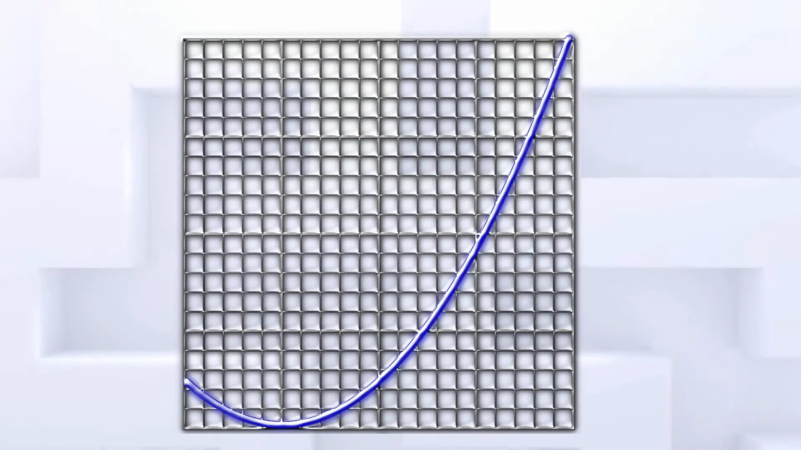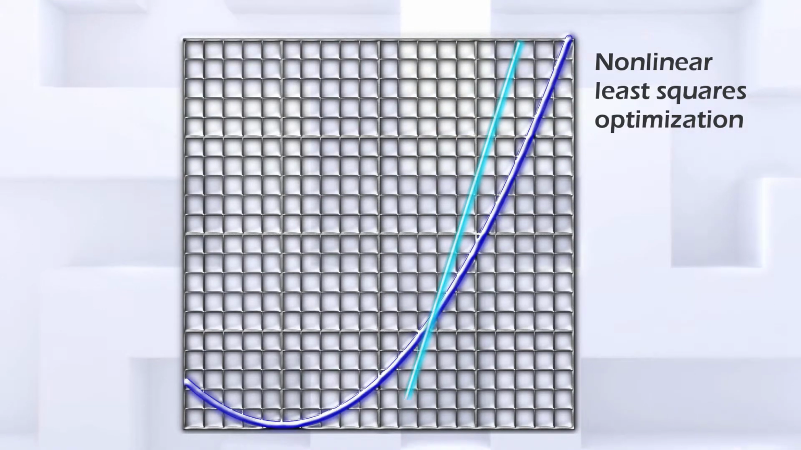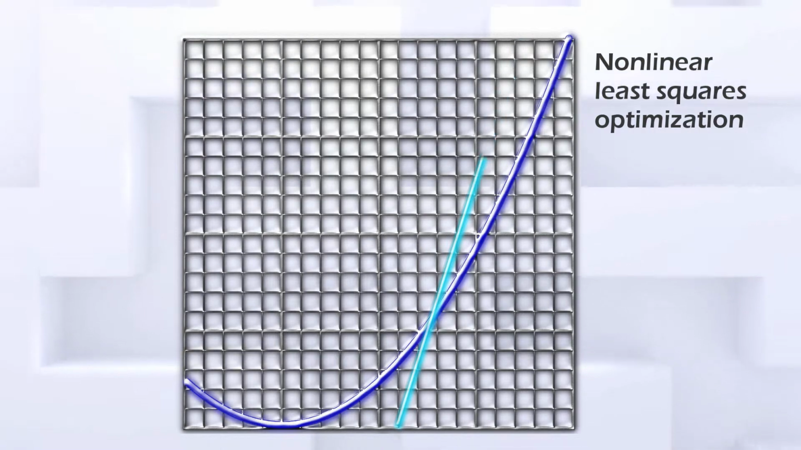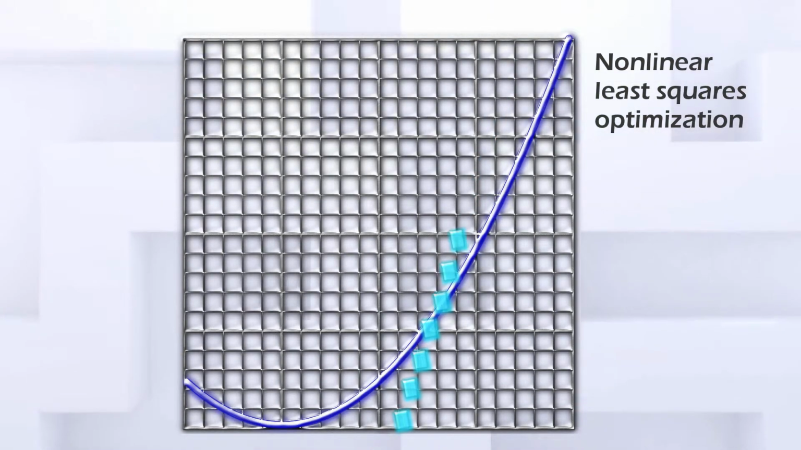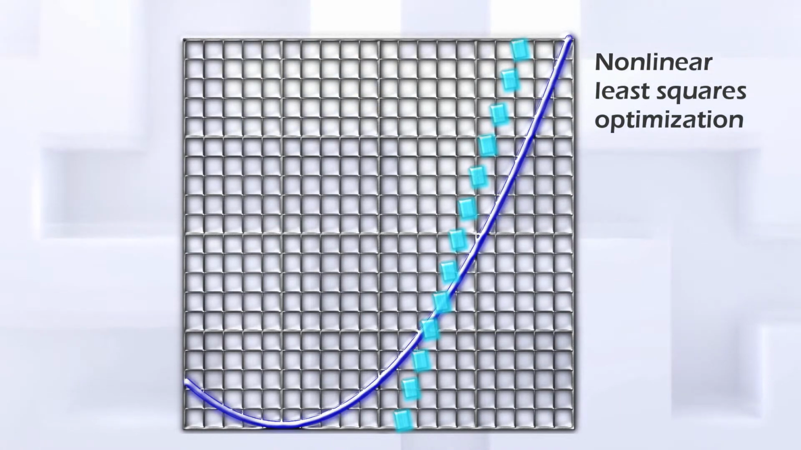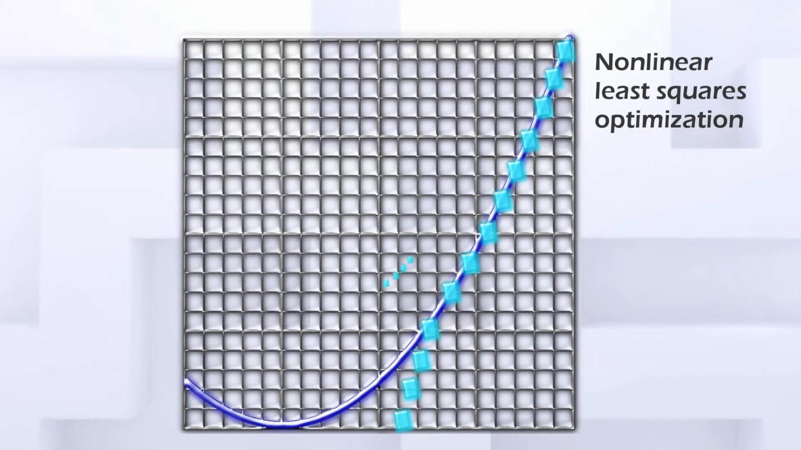I choose the nonlinear least squares optimization technique. The nonlinear least squares optimization uses the least squares technique to estimate the values of the unknown parameters. The method approximates the model by a linear model and refines the parameters by iterating the procedure.